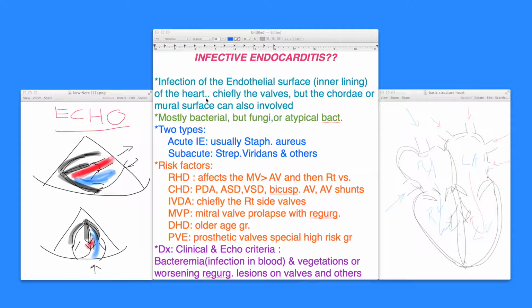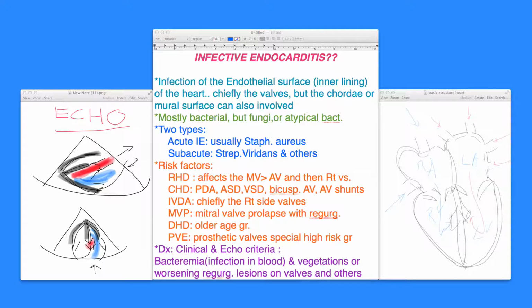Chiefly understanding what it is and then how it's defined and what are the criteria and where is the high risk prevalence. So any infection of the endothelial surface, which most likely is a bacterial infection. Endothelial surface is the inner lining of the heart. Chiefly the valves are affected, but the chordae where these valves are attached to, they're small parachute-like structures which are attaching these valves. I've not shown them in my schematic here on the right panel, but they exist. And the mural surface, which is the surface other than the valves of the inner lining of the heart, that is called the mural surface.